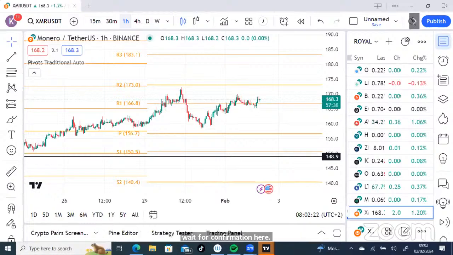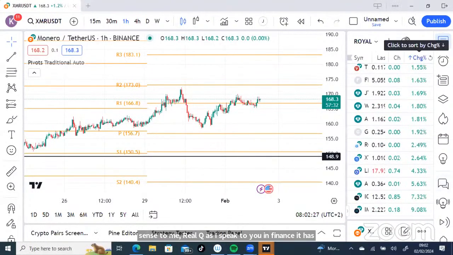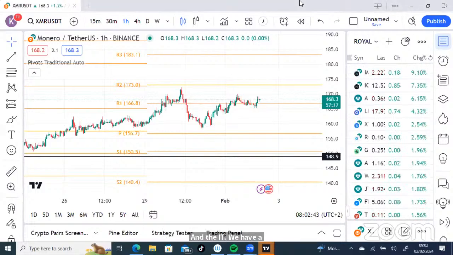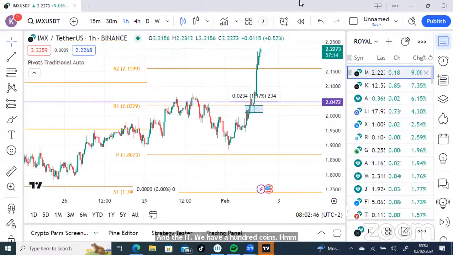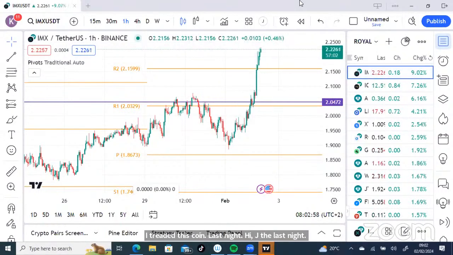Or if that coin doesn't make sense to me, on RoyalQ, as I speak to you, in Binance, it has 100 coins. Now we have 100 coins. So I can still get back to my chart here. Under ICP, we have 100 coins. Wow, I traded this coin last night. It was a time where people were speaking a lot on the groups. Let me leave that here.